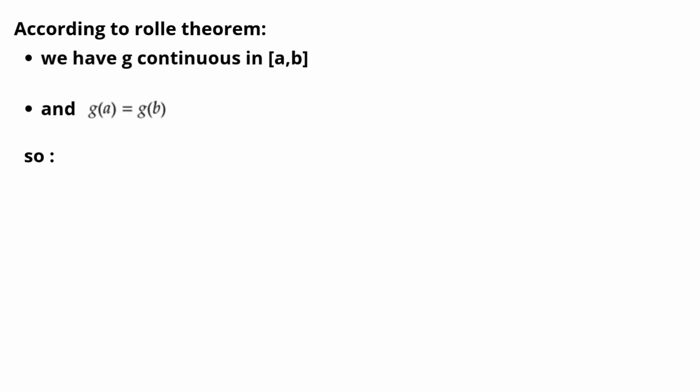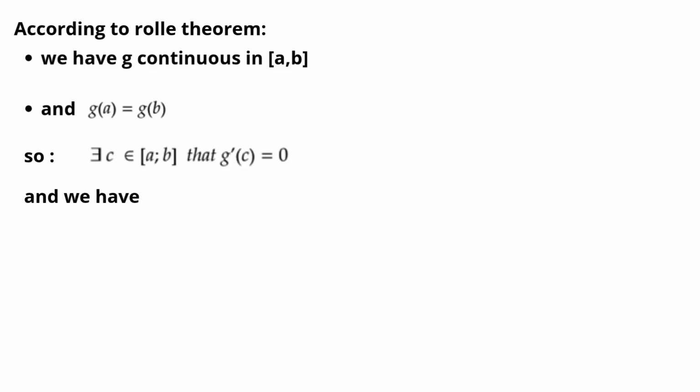Rolle's theorem tells us, if a function is continuous on a closed interval, differentiable on the open interval, and has equal values at the endpoints, then there must be some point c in a, b, where the derivative is 0. So we know that there exists a point c such that g prime of c equals 0.